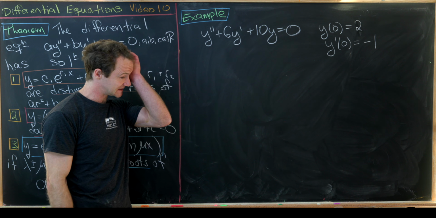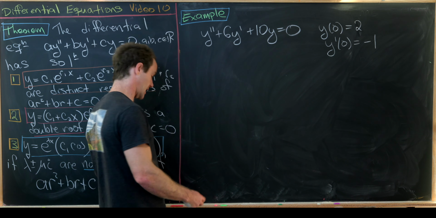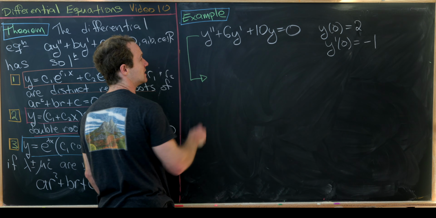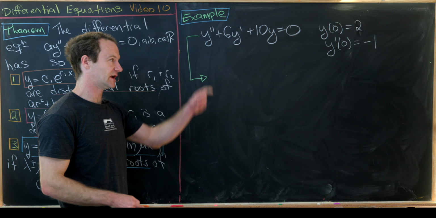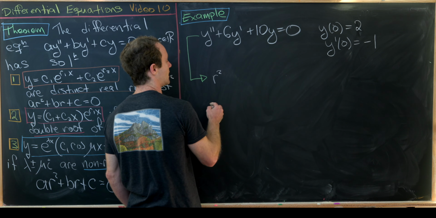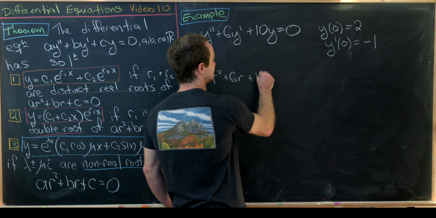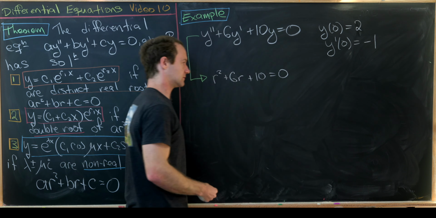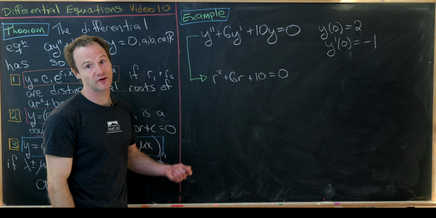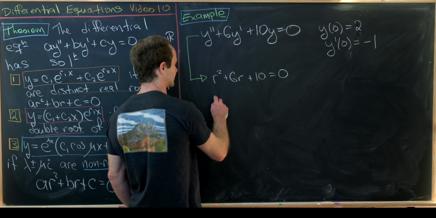Okay, so let's look at an example that illustrates this third case. So we've got y double prime plus 6y prime plus 10y equals 0. We've got an initial condition over there too. So that means we need to look at the polynomial equation r squared plus 6r plus 10 equals 0. So you can check this, but it won't really factor. Well, it will factor using complex numbers, but the easiest way to get at that is with the quadratic formula.